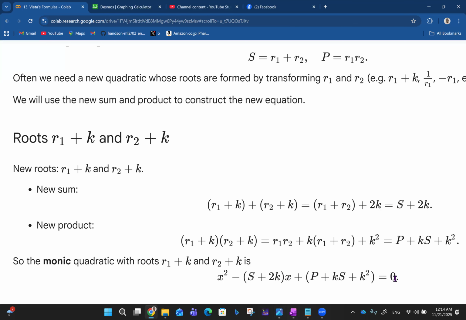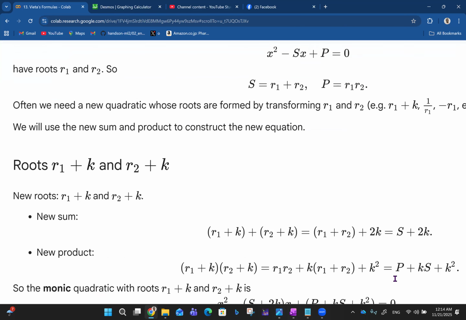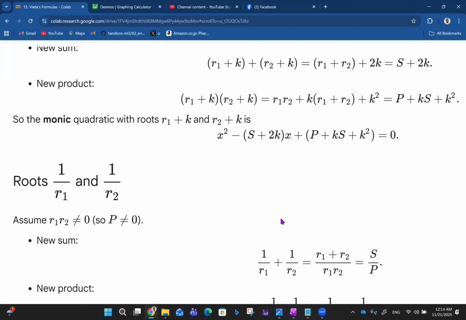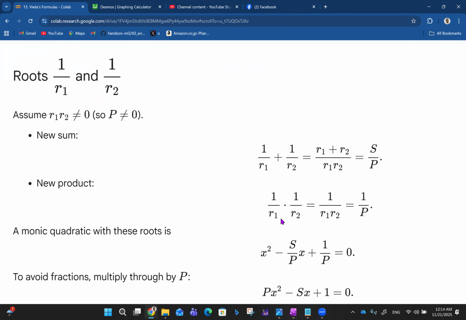So we can have that kind of transformation. Whatever the new root is, you just go ahead, but of course based on the original r1 and r2 that you are given. I'm sure we're going to see an example of this pretty soon.